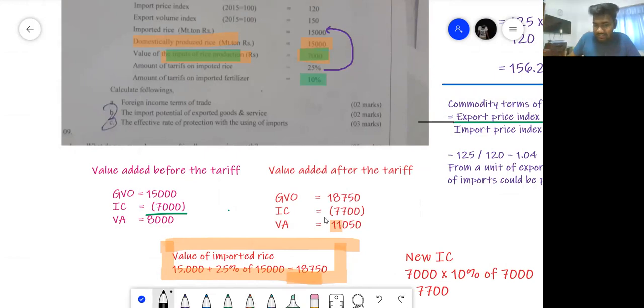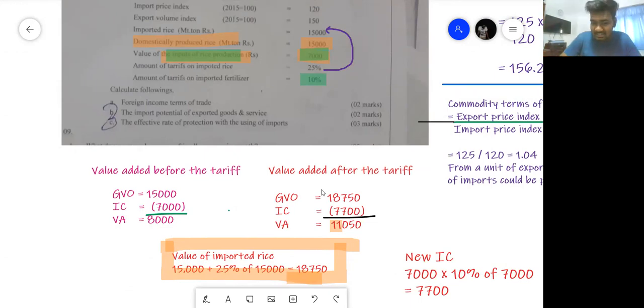Okay, nice. So now you have got these numbers, and now it's a simple matter of putting it to the equation, guys. Remember, we would have studied an equation in the tutor. Guys, you'll understand this part. Yes, value added after. How the gross value of output changed because the final product was taxed. So our domestic fellow also can increase his price. So he is now selling at 18,750. Intermediate consumption was 7,000, but now they have put 10% tariff on the fertilizer. So 7,000 became 7,700. So as a result, this minus this is the value added after the tariff. This is before the tariff. Makes sense? All three of you all find that.